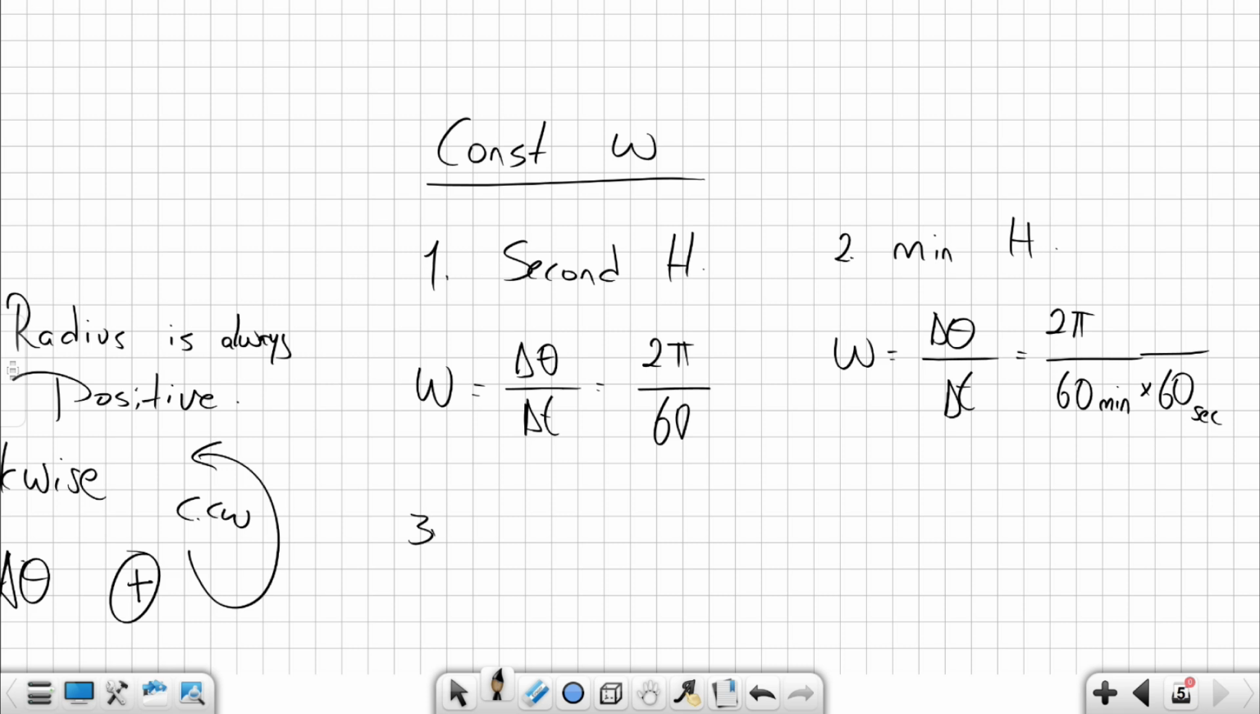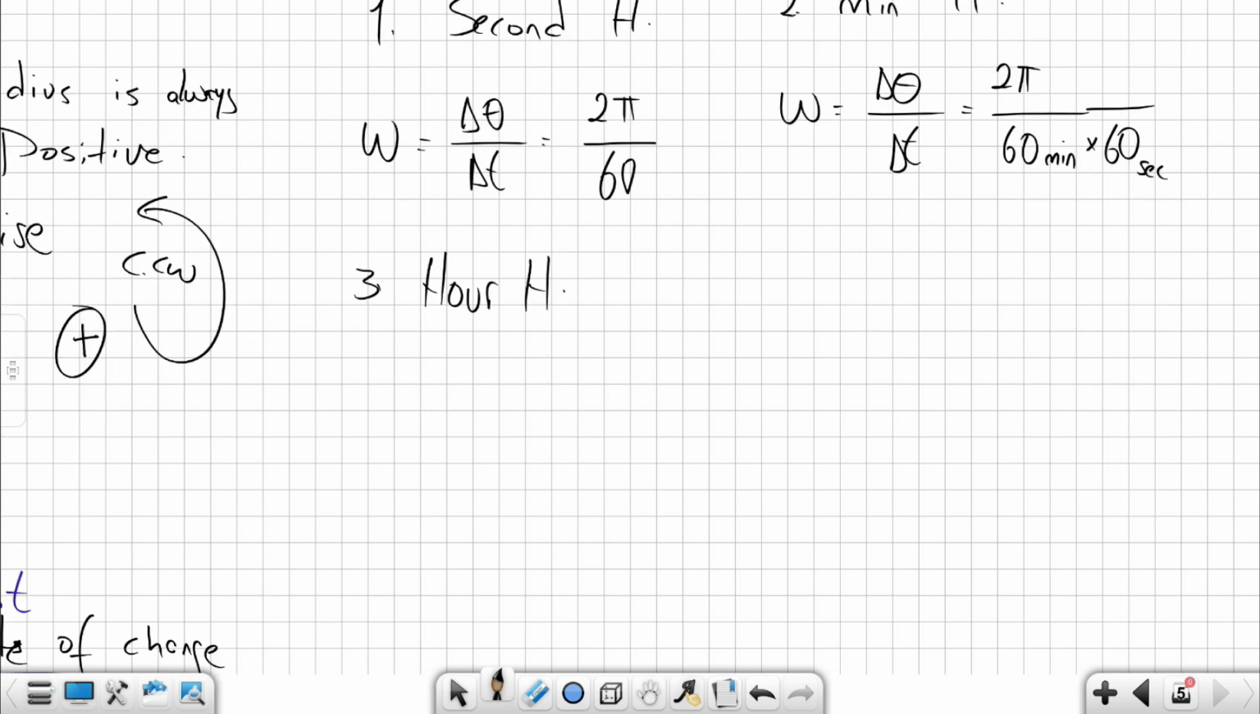The third one is the hour hand. Hour hand of a clock completes one cycle in how many hours? In 12 hours, because in 24 hours, the hour hand is completing 2 cycles. So we need 1 cycle only. It completes 1 cycle, which is 2 pi radian, in 12 hours. So I have to convert this hour into minute and into second. So this is hour, this is minute, and this is second.